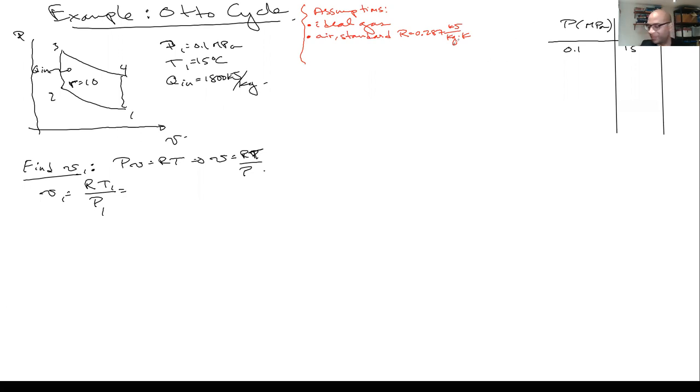Okay, so let's compute this. I actually think in my solution, I did not compute this. So this is 0.287 kilojoules per kilogram Kelvin times, and remember, whenever I'm using the ideal gas law, I have to use Kelvins, always, always, always Kelvin. So 15 degrees Celsius plus 273 is 288 Kelvin, divided by 0.1 megapascal. This is 100 kilopascals. It's equal to 0.287 times 288 divided by 100.